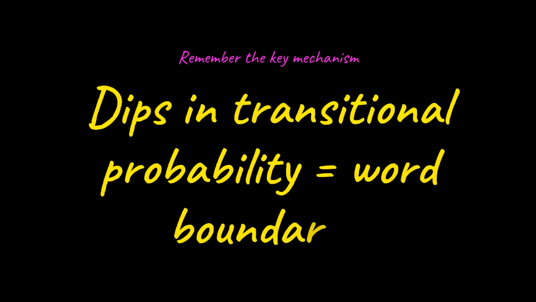Statistical learning is a bottom-up process. No word knowledge required. Infants extract word boundaries simply by tracking which sound-to-sound transitions are probable versus improbable, making it a powerful early tool for cracking the code of continuous speech.